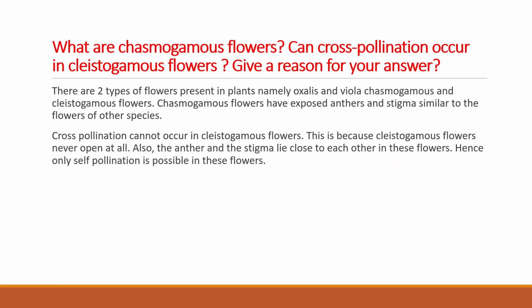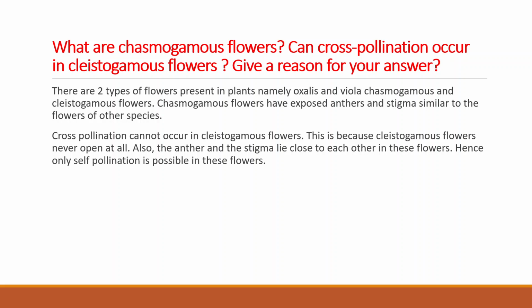So, the next question is: what are chasmogamous and cleistogamous flowers? They are nothing but open flowers and closed flowers. Can cross-pollination occur in cleistogamous flowers? Give a reason for your answer. There are 2 types of flowers present in plants, namely in oxalis, which is a weed generally grown wherever soil is there, with 4 leaves.